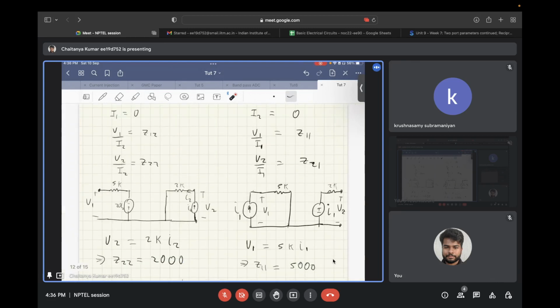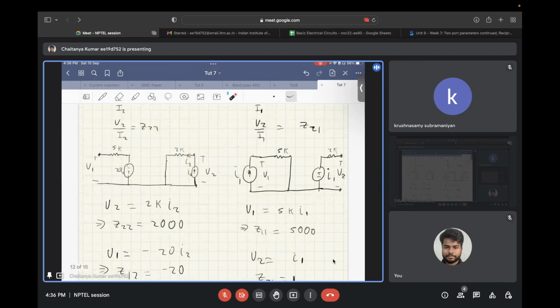If we open circuit the first node, that is I1 equal to 0, we get V1 by I2 as Z12 and V2 by I2 as Z22. Similarly, if we open circuit the second node, we get V1 by I1 as Z11 and V2 by I1 as Z21.